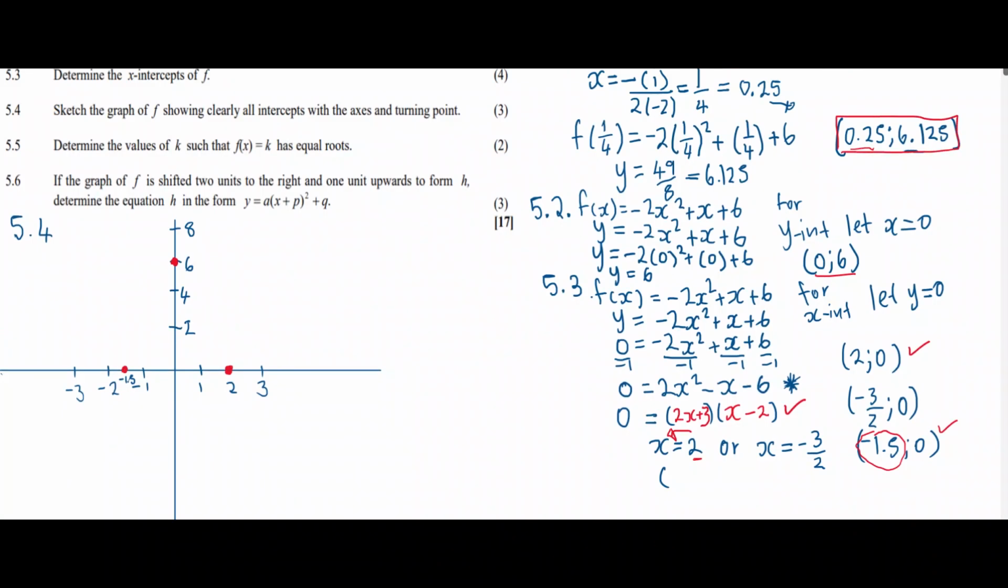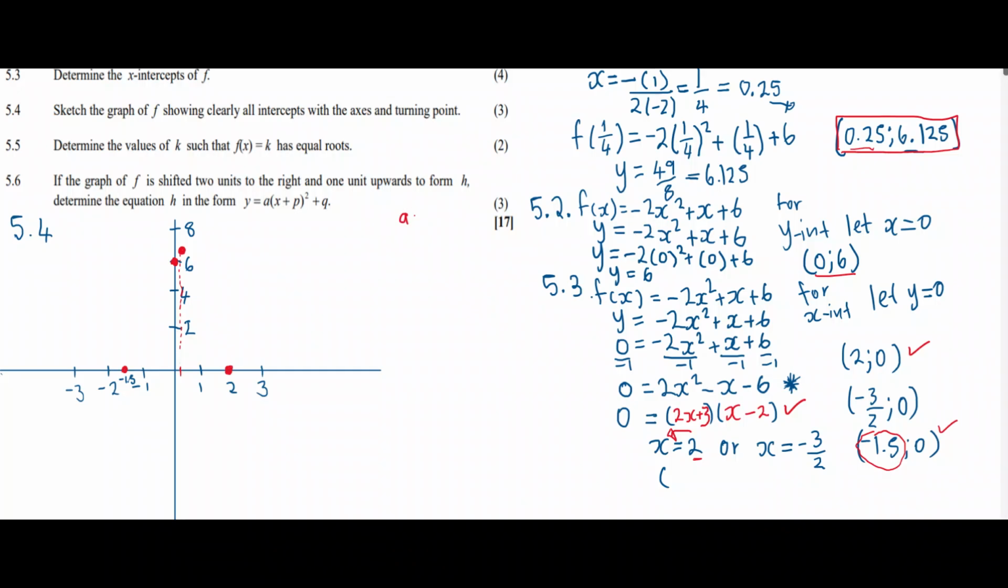Now let's also include the turning point, one of the most important points of this graph, which is the parabola graph. We can see that that's a quarter. If we estimate this, a quarter would be somewhere there, but not exactly there, but somewhere there. 6.12 would be a little bit above that.